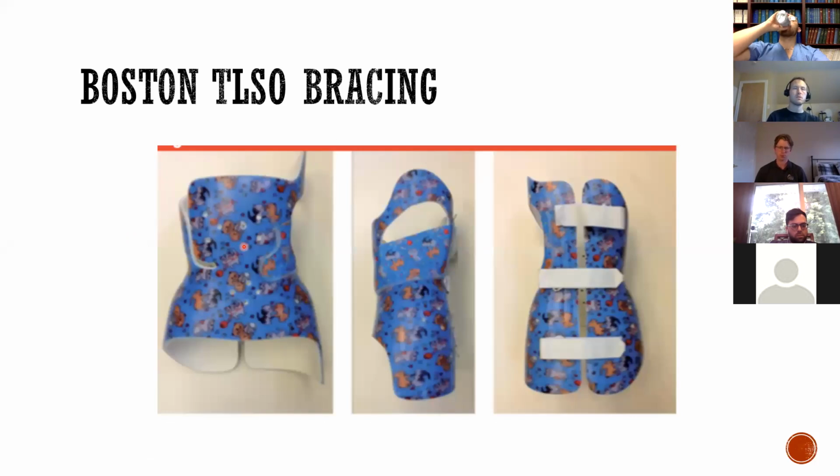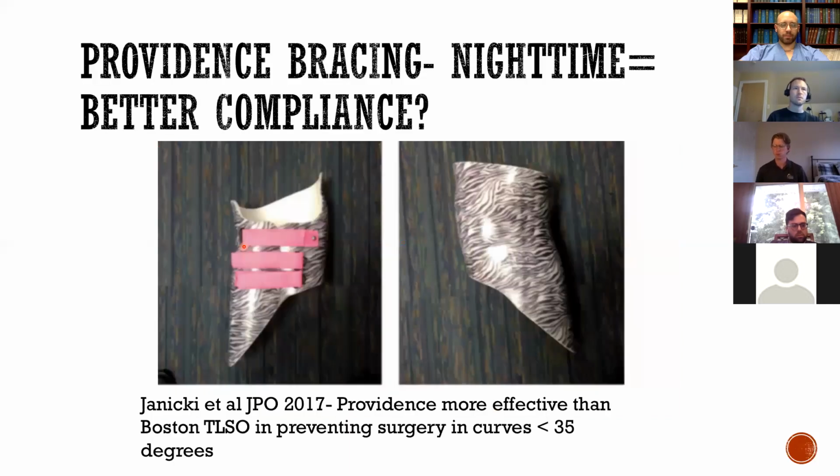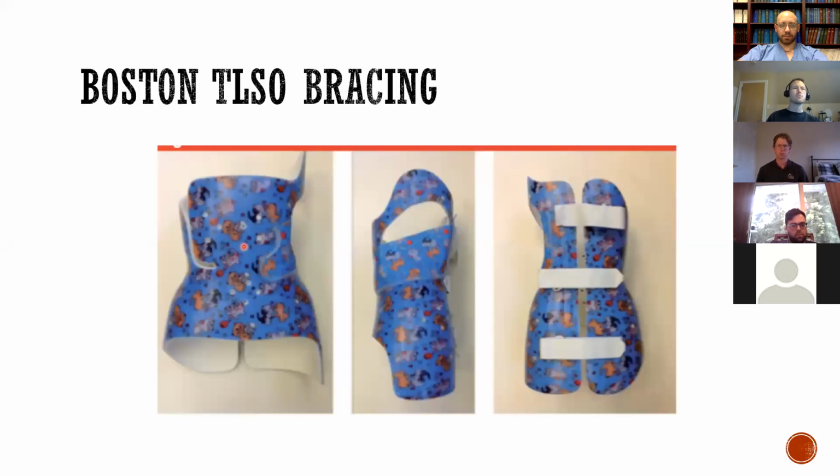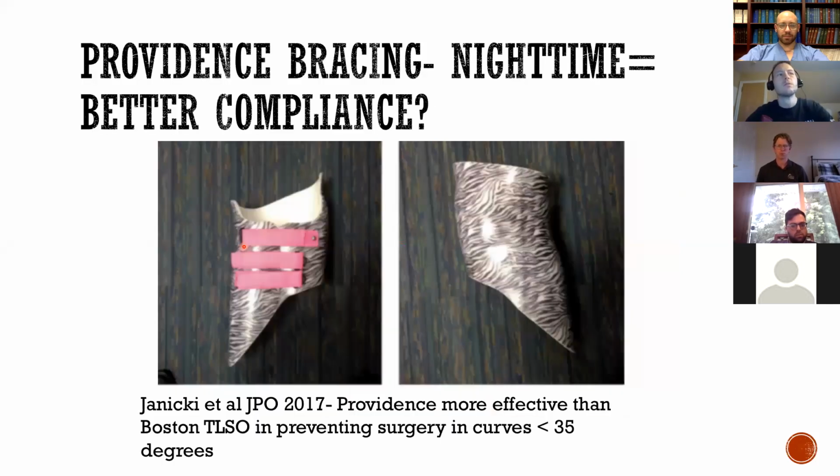This is kind of like the gold standard. It basically puts pressure on everywhere that needs pressure, but it's very large and very cumbersome. That's the Providence brace. Yeah, so this is a Providence brace, and remember we mentioned this is the Providence.